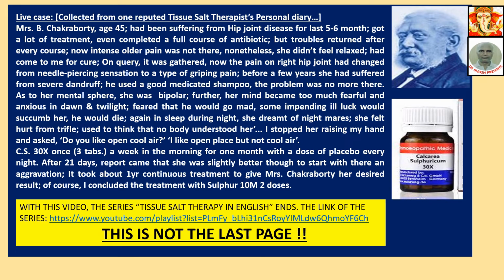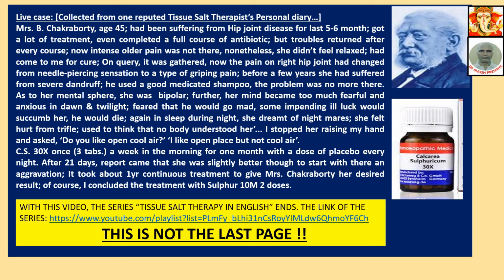A few years before, she had suffered from severe dandruff. She used a good medicated shampoo. The problem was no more there. As to her mental sphere, she was bipolar. Further, her mind became too fearful and anxious at dawn and twilight. She feared that she would go mad, that some impending ill luck would overcome her, that she would die. Again, in sleep during the night, she dreamed of nightmares. She felt hurt from trifles. She used to think that nobody understood her, etc., etc.